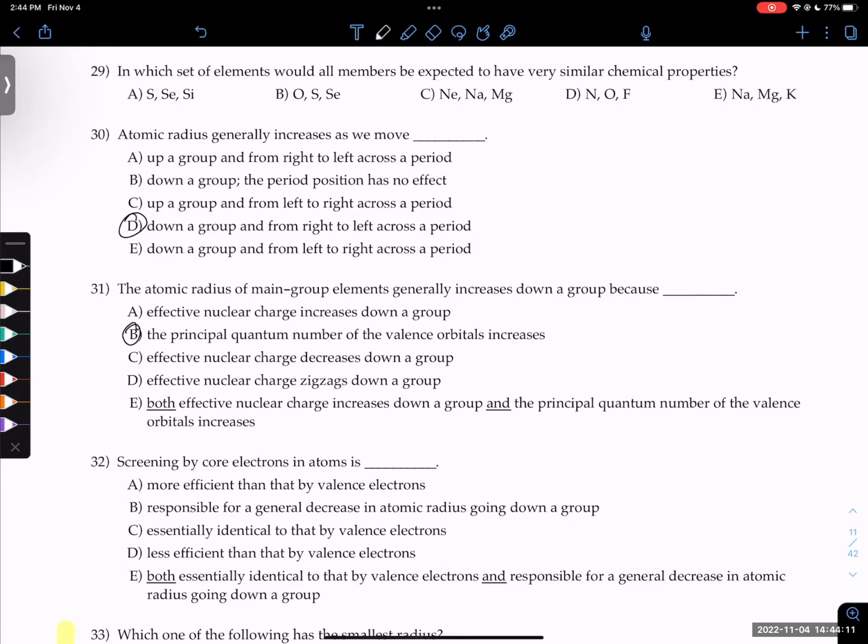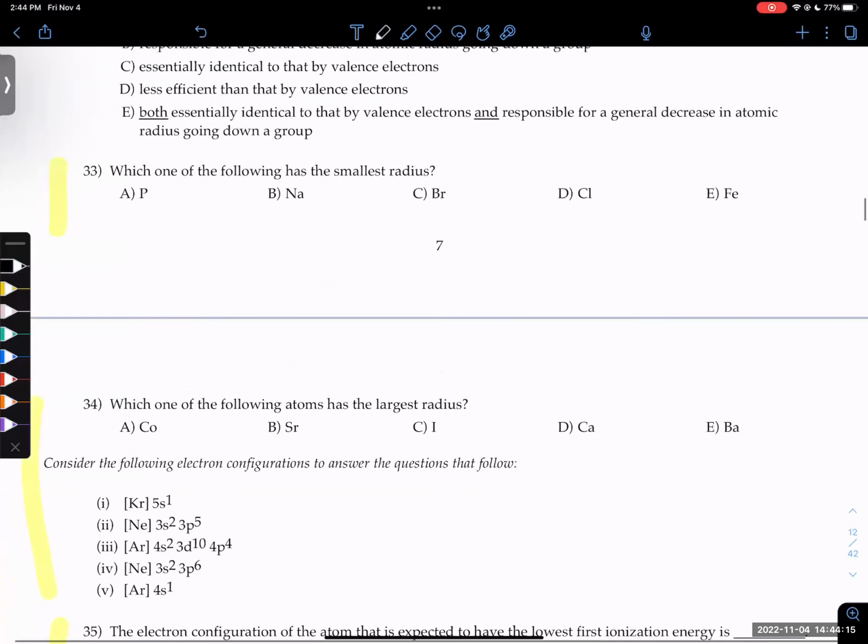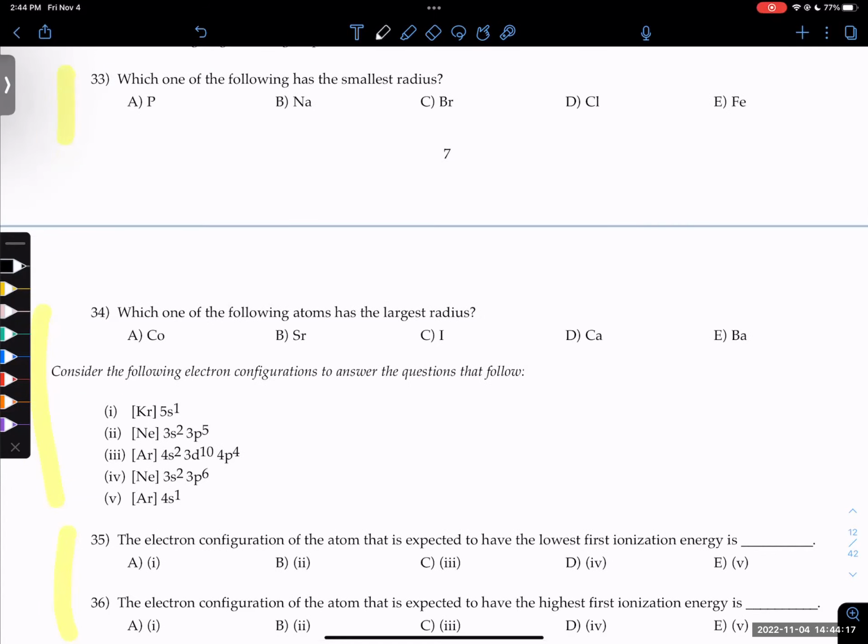Everyone, okay, ready? Let's go down to this next highlighted one. All right. Which of the following has the smallest radius? You are free to use a periodic table. In fact, I don't think you can do this without a periodic table.